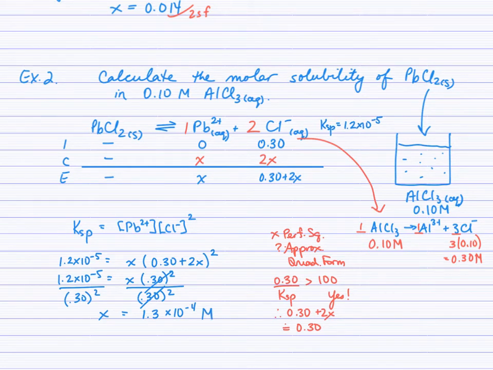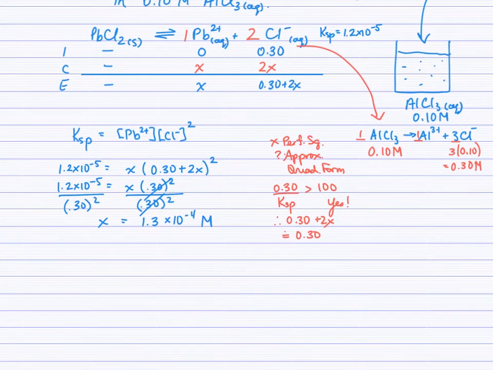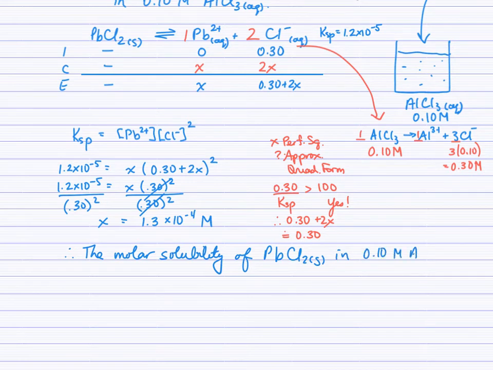molar solubility. So just to write our therefore statement, we'll say the molar solubility of the lead 2 chloride in the aluminum chloride solution is 1.3 times 10 to the negative 4 moles per liter.